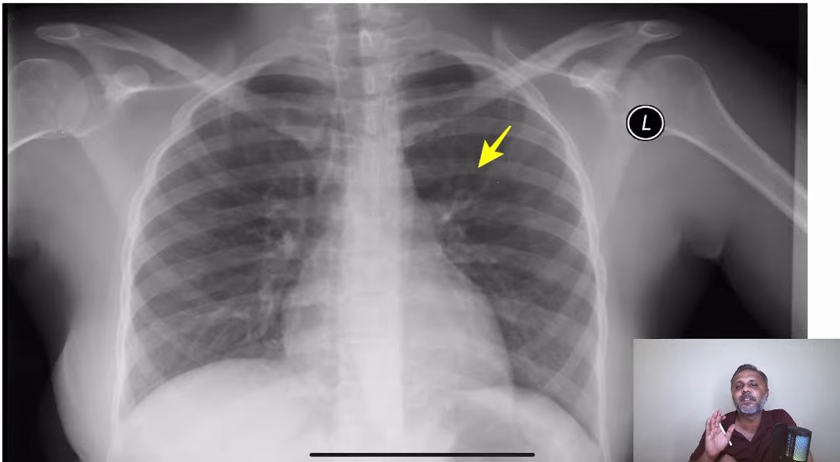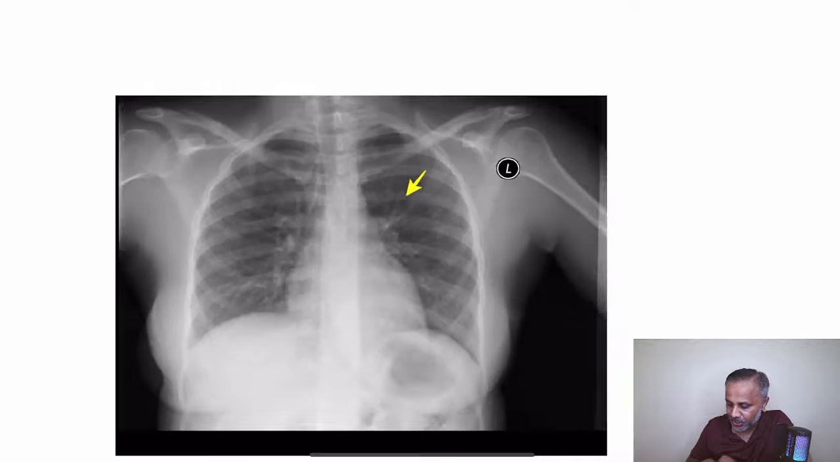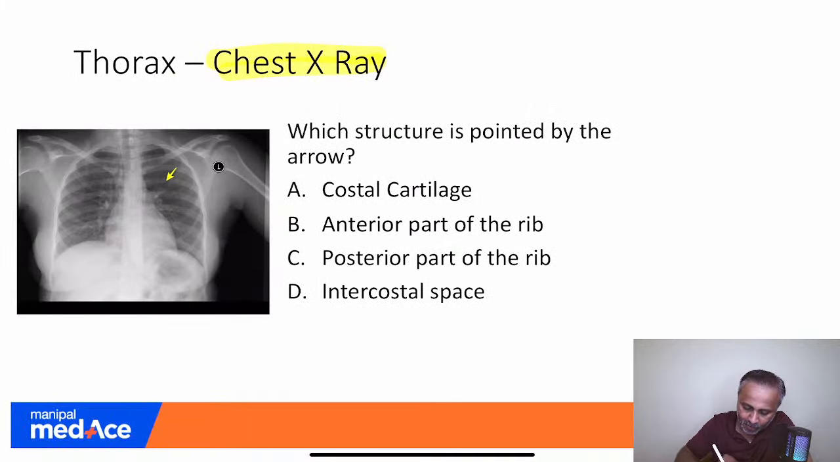This is how you differentiate between the anterior part of the rib and the posterior part of the rib. Remember, the anterior part of the rib falls short of the vertebral column because the costal cartilage attaches to the sternum, and costal cartilages, unless they are calcified, cannot be seen in X-ray. So the correct option here would be what?